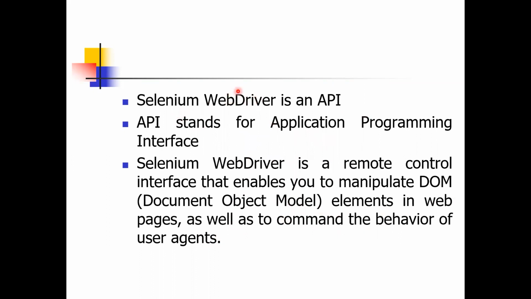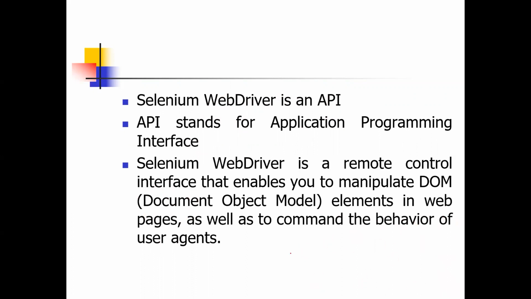Selenium Web Driver is an API, or Application Programming Interface. What do you mean by interface? Interface means just relations, like interaction. So Selenium Web Driver is an API. It behaves as an interface between your script and your application under test, your website.